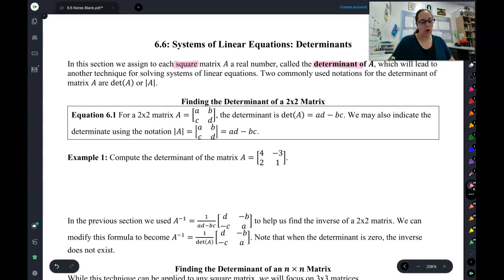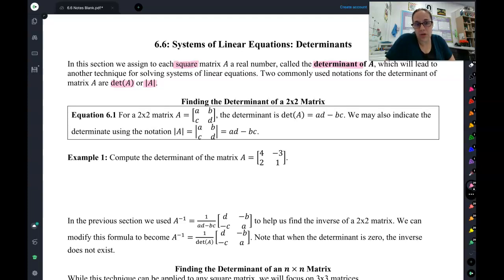Now, one quick note. There are two different ways that we can write determinant. You can use DET or you can use these straight bars. If you see either of those, that means find the determinant of the matrix. Now, let's talk about how to find that determinant. The determinant for a 2 by 2 is different than any other size. 3 by 3, 4 by 4, 5 by 5, all of that.